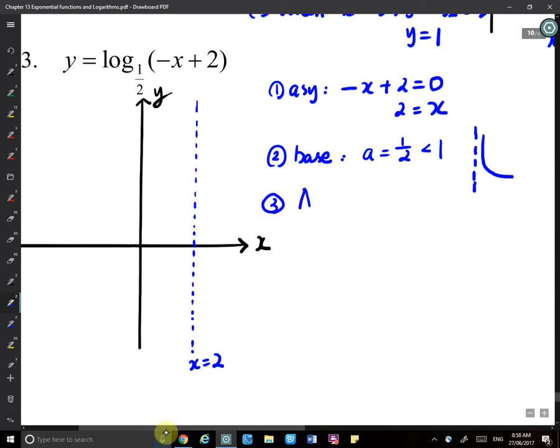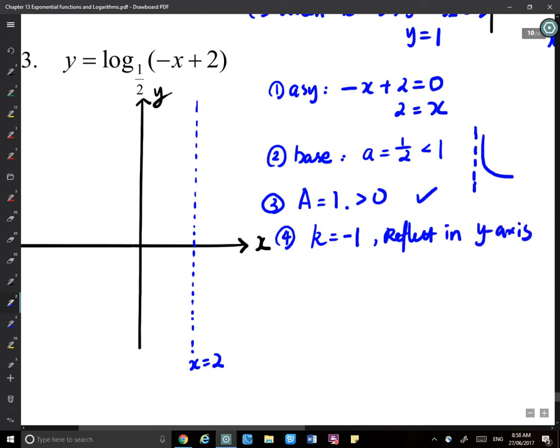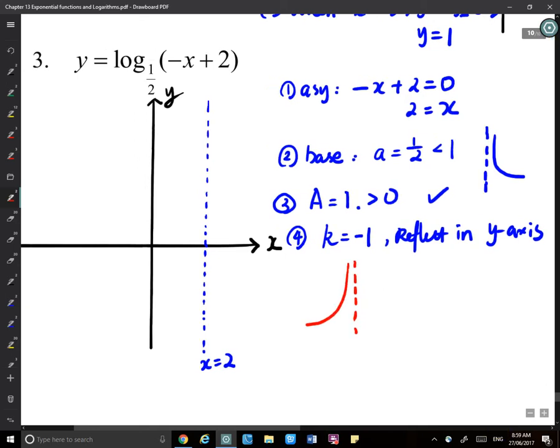Number 3, a equals 1. There's no reflection in the x-axis. Okay, that's greater than 0. Good. Number 4, k value equals negative 1, the coefficient of x. Reflect in which axis? Y-axis. Then the graph will be this shape. Okay, this shape.